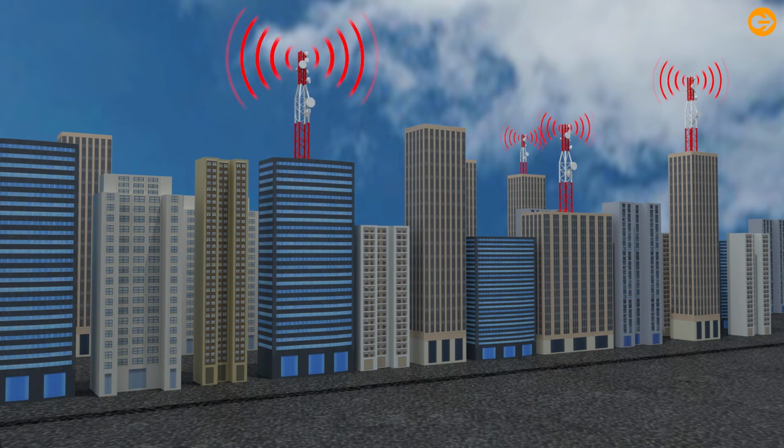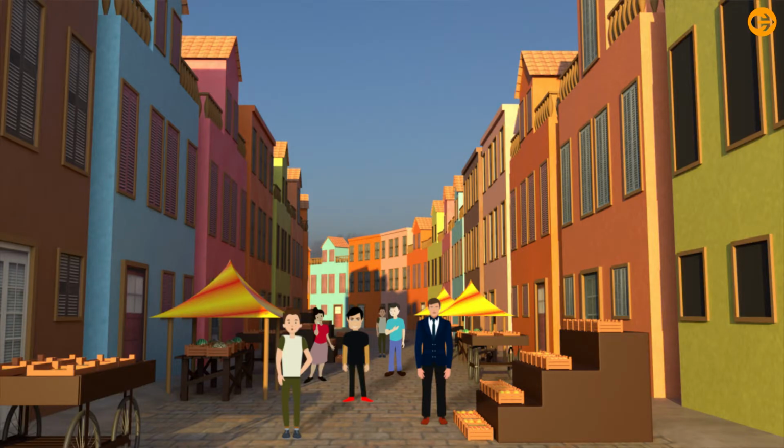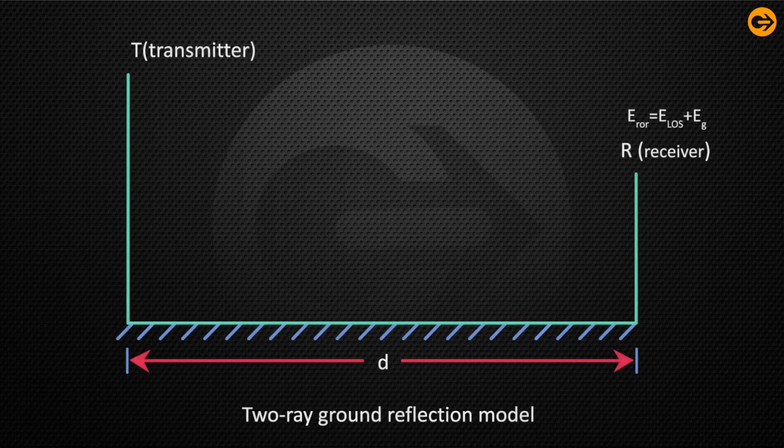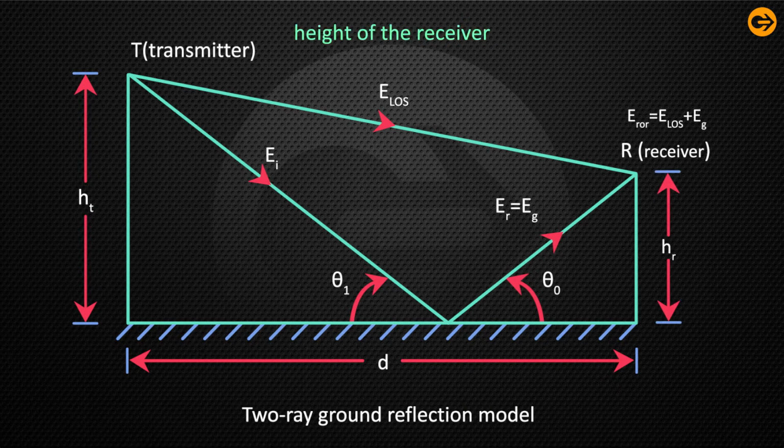It is used for mobile radio systems that use tall towers, with heights exceeding 50 meters, as well as for line of sight microcell channels in urban environments. We know that in a mobile communication system, the maximum TR separation distance is at most only a few tens of kilometers. In this case, the earth can be assumed as flat. Now follow this diagram. Here, the two points of transmission and receiving are present. Ht is the height of the transmitter, while Hr is the height of the receiver.